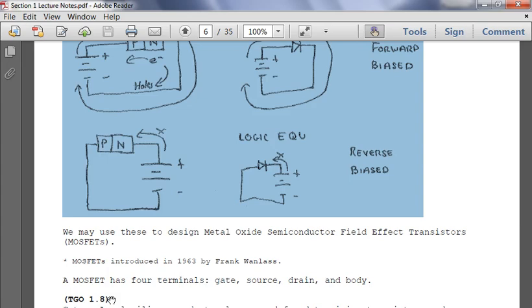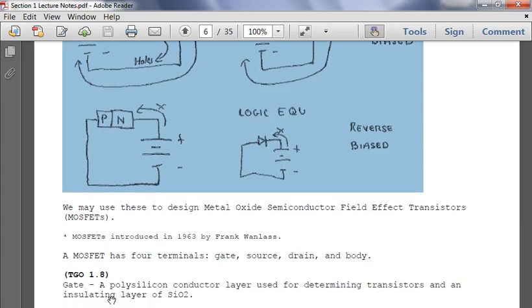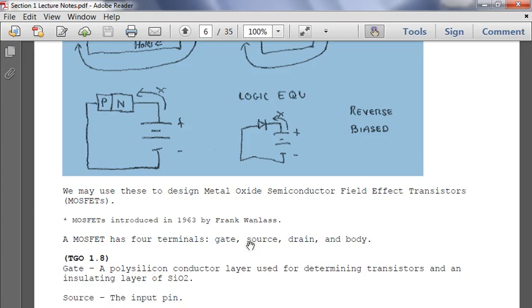So the actual definitions I have for TGO 1.8: the gate is a polysilicon conduction layer used for determining transistors and an insulation layer of silicon dioxide. The source is the input pin, the drain is the output pin, and the body is the actual silicon wafer.